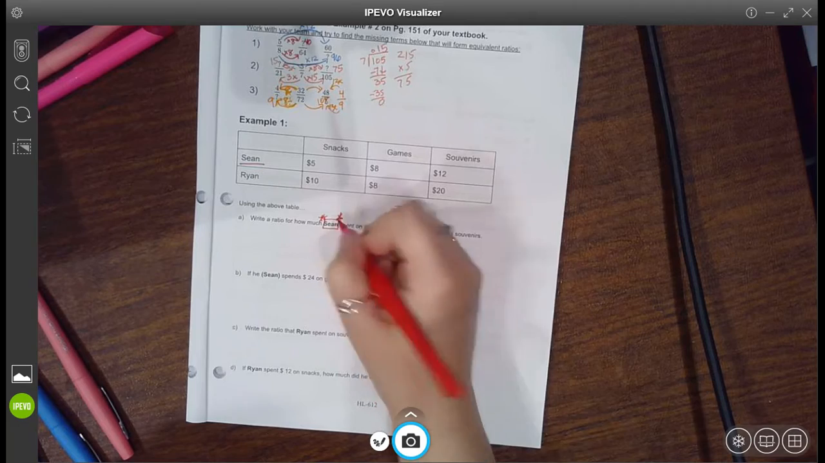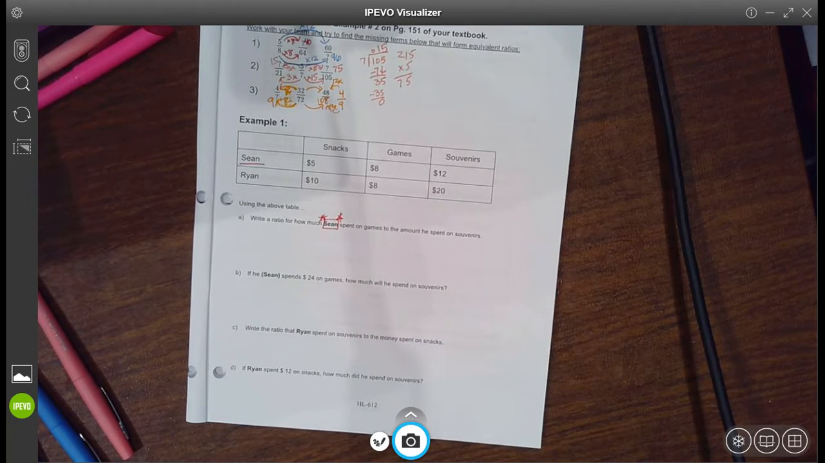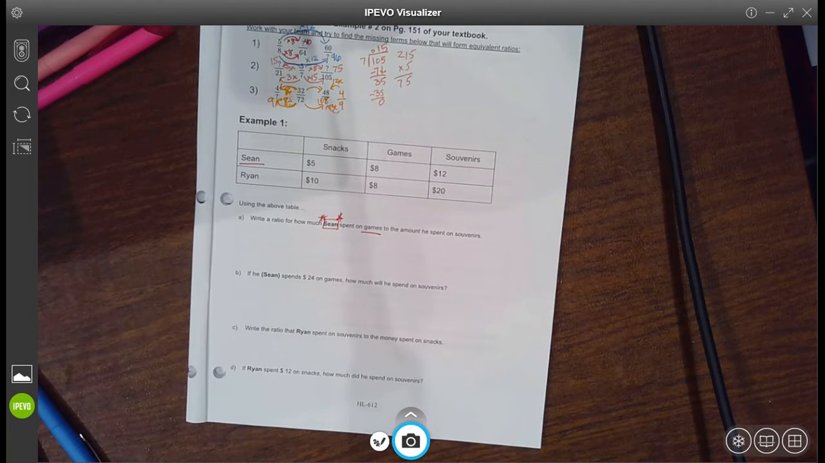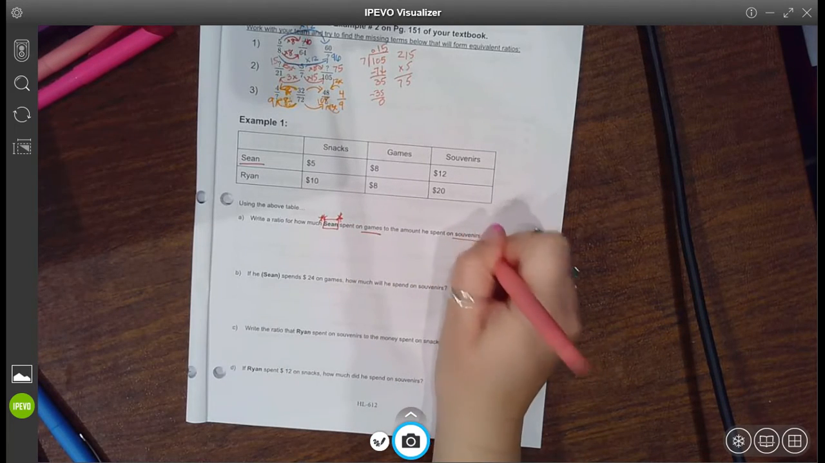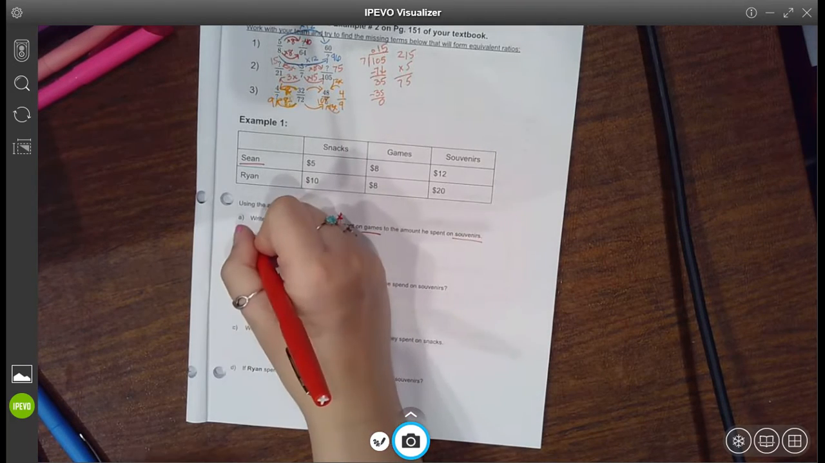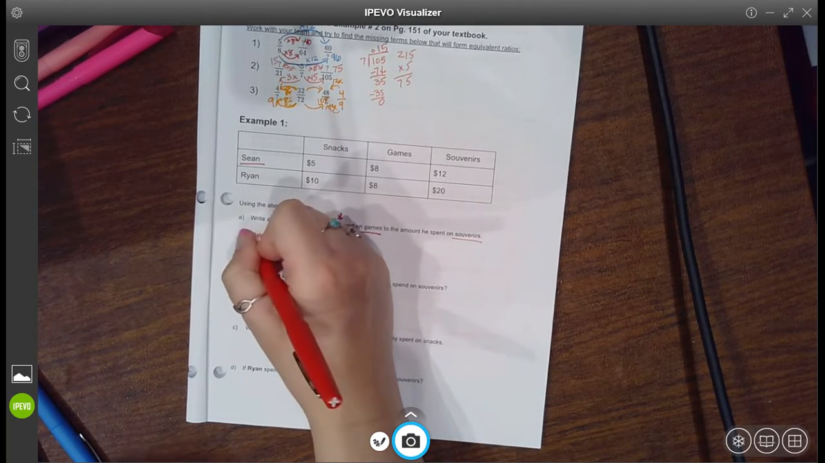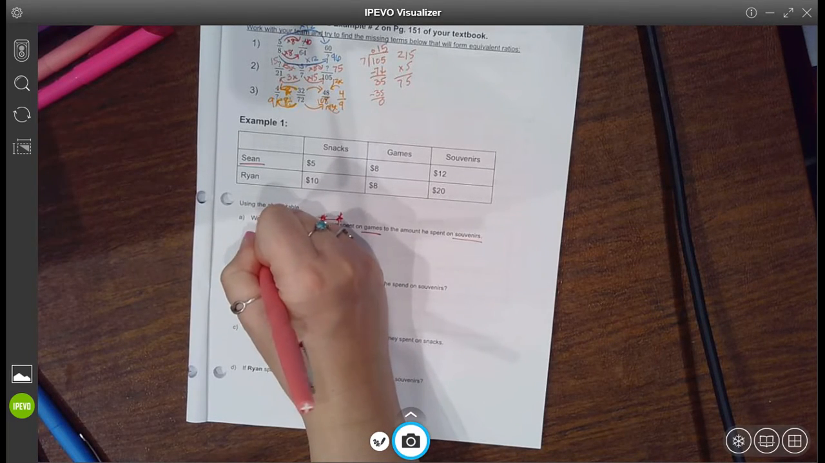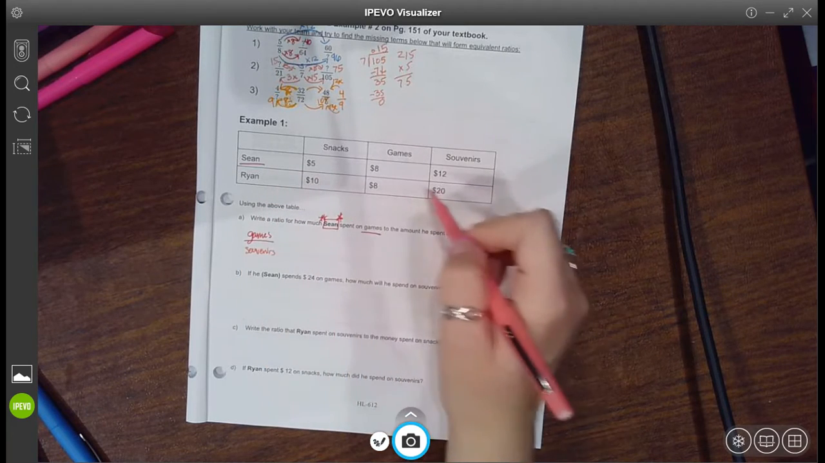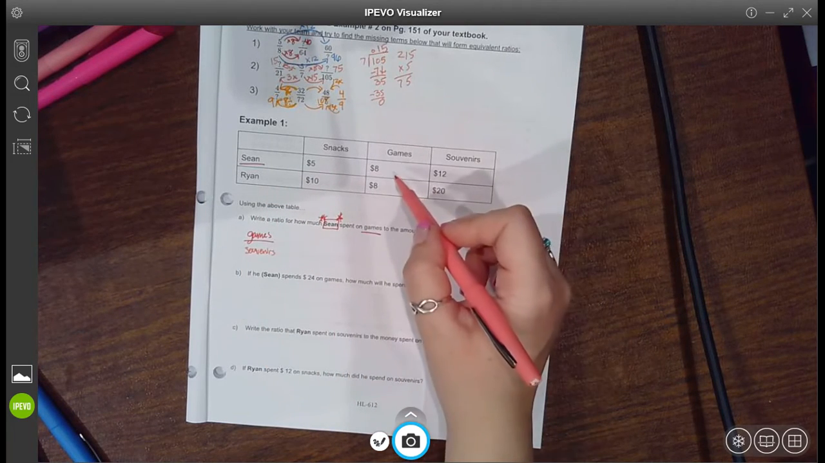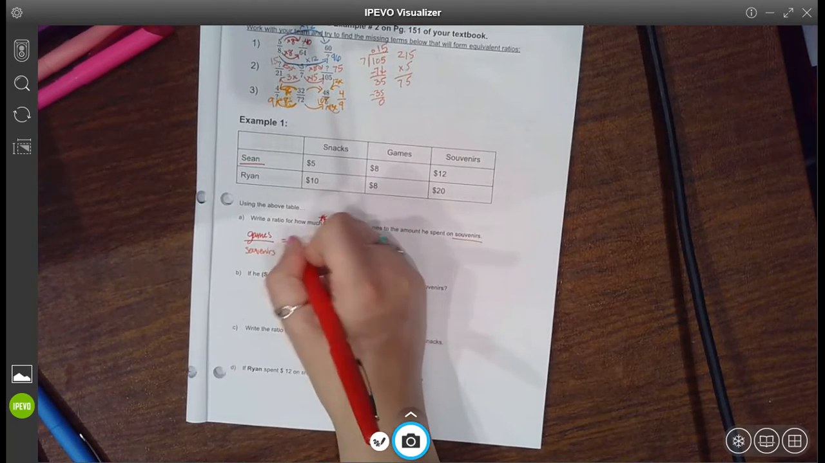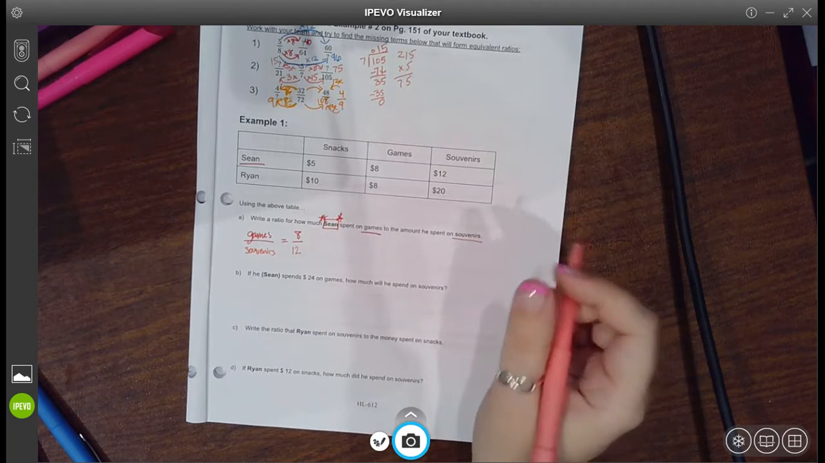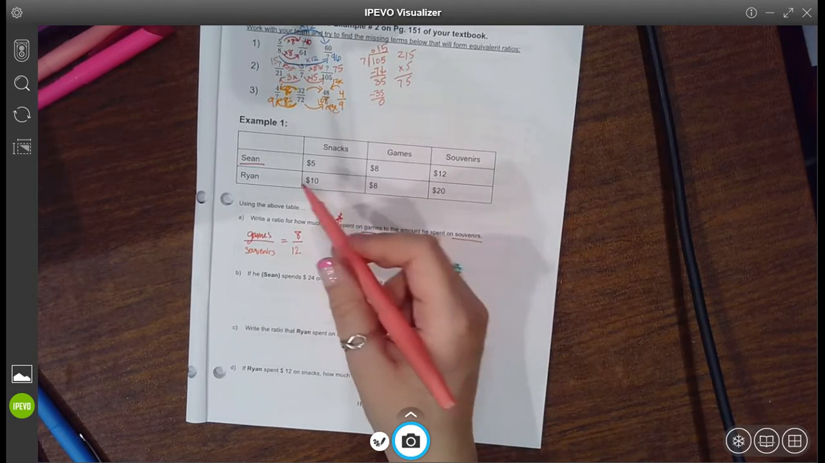Okay, so focusing on Sean, I want to write a ratio of games to souvenirs. And it matters the order that they say. So they want games first and souvenirs second. And they also want it just focusing on Sean. So games, Sean spent 8. And for souvenirs, Sean spent 12. Okay, so this is the ratio of games to souvenirs from Sean.